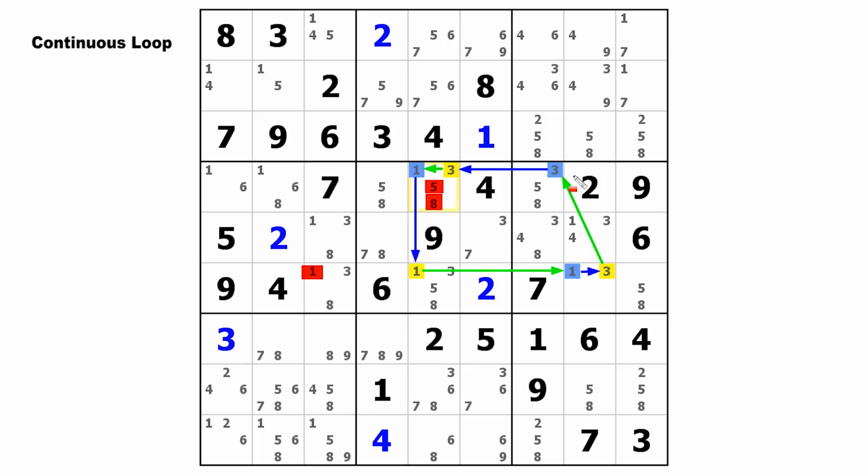And likewise, there is a weak link between these 2 3s in block 6, so one of them must be true, which means we can eliminate these 2 candidate 3s as being false, because that weak link has turned into a strong link by virtue of the loop. So as you can see with this very short continuous loop, we were able to get 5 candidate eliminations.